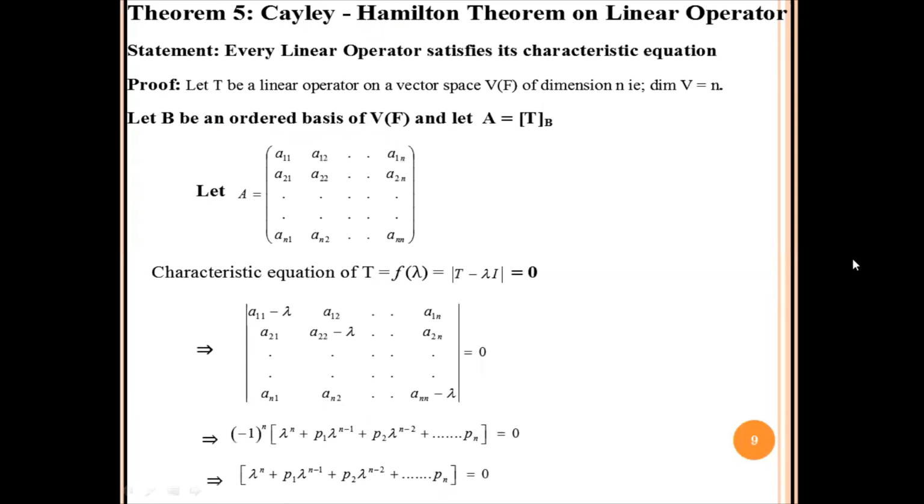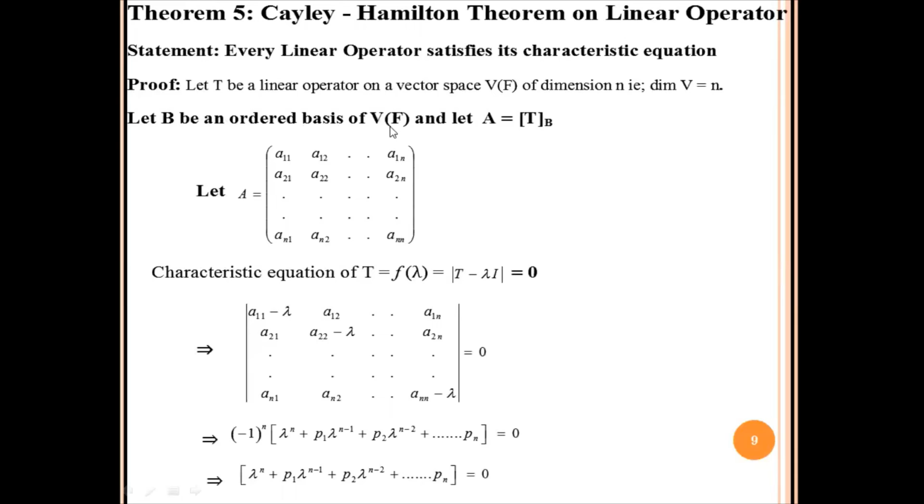Now, the next theorem is the Cayley-Hamilton theorem on linear operators. Take the linear operator, similar to the one on matrices. The statement is: every linear operator satisfies its characteristic equation. Let T be a linear operator on a finite dimensional vector space. Since it is finite dimensional, we define the dimension as n. Therefore, the dimension of V is equal to n. For the linear operator, we always take a basis. So let B be an ordered basis of V. Here it is not the standard basis, it is the ordered basis.